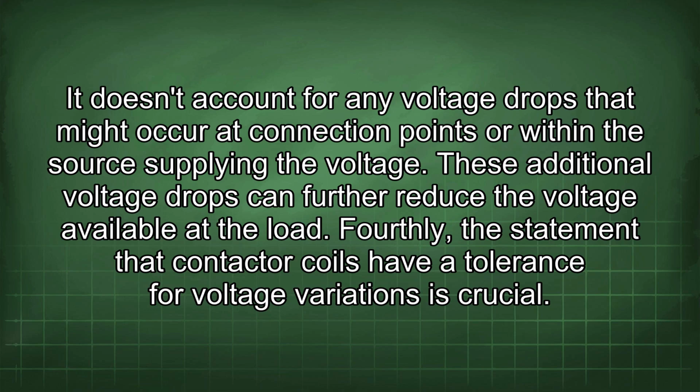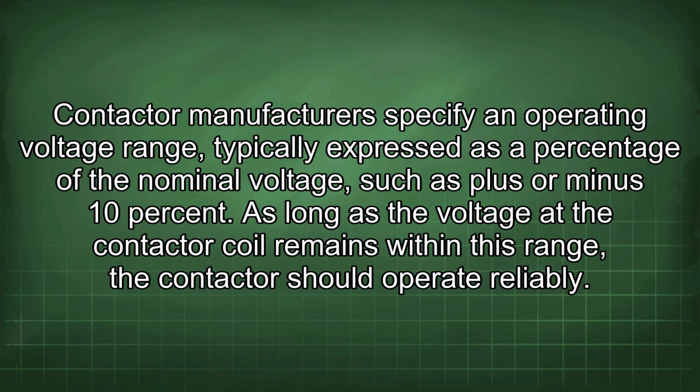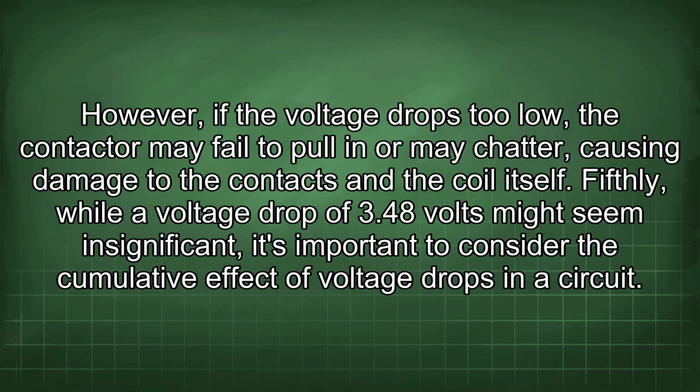Fourthly, the statement that contactor coils have a tolerance for voltage variations is crucial. Contactor manufacturers specify an operating voltage range typically expressed as a percentage of the nominal voltage, such as plus or minus 10%. As long as the voltage at the contactor coil remains within this range, the contactor should operate reliably. However, if the voltage drops too low, the contactor may fail to pull in or may chatter, causing damage to the contacts and the coil itself.